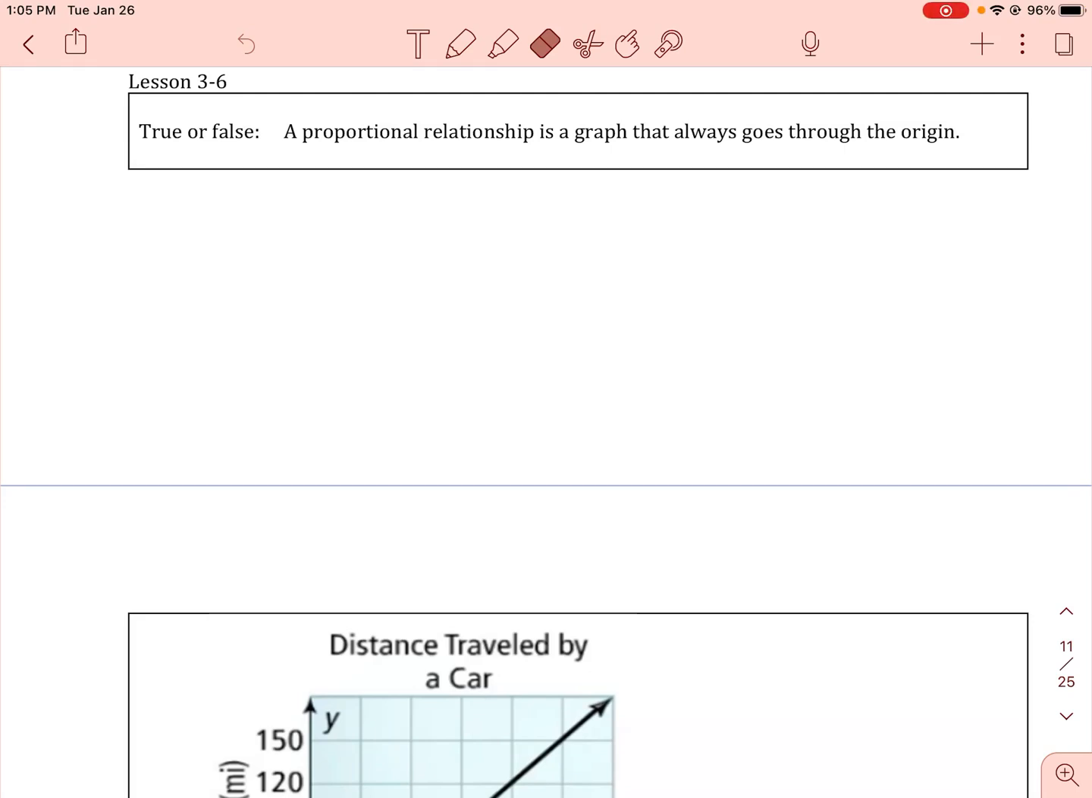This section talks about proportional relationships, or direct variation, as you might also hear it called. A proportional relationship is a graph that always goes through the origin. Proportional relationships always have a y-intercept of 0.